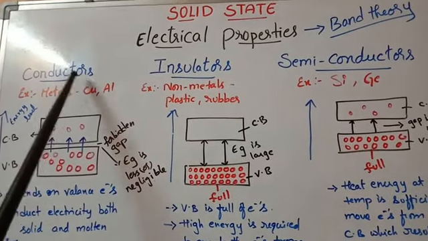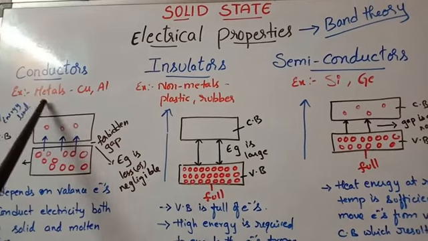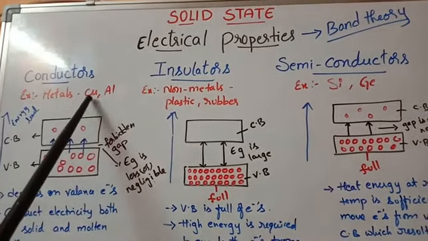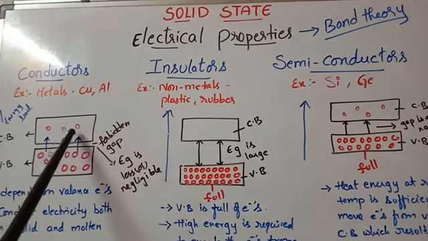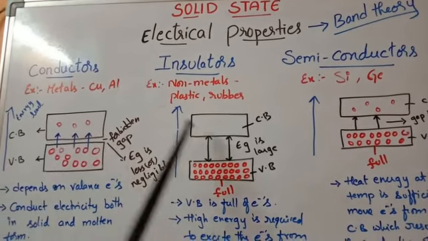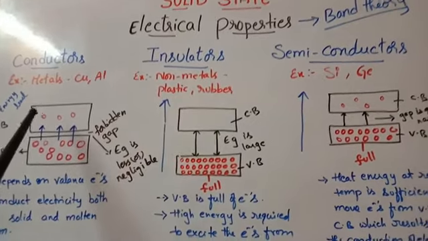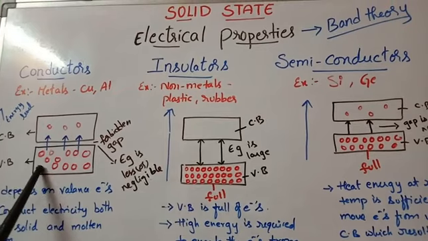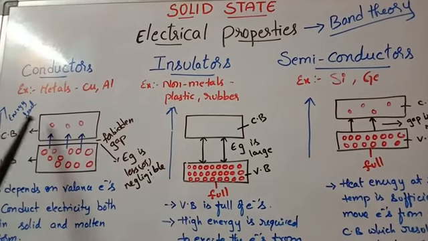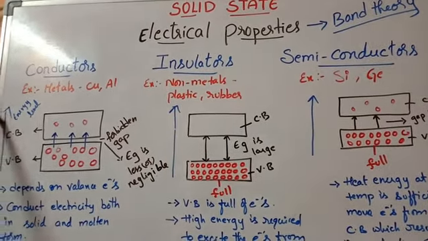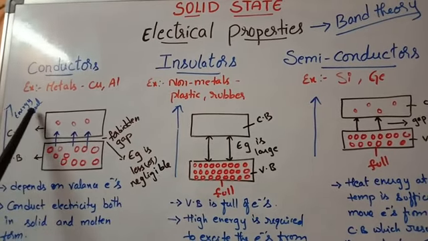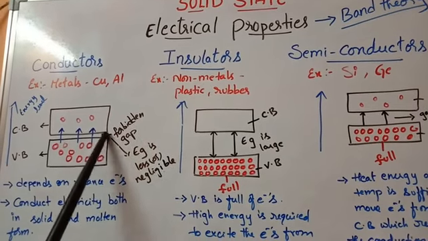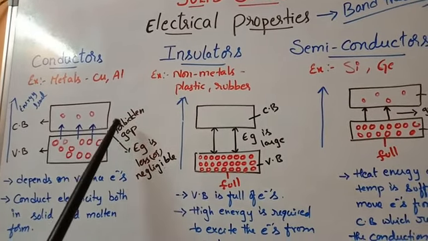Coming to the conductors. Metals are good conductors of electricity, we know. Examples are metals like copper and aluminium. Here is the diagram you are seeing. If you learn this diagram, it is very easy to learn and to write in the exam. These are types of bands. This band is called the valency band and this band is called the conduction band. This one is called the energy level. And the gap present between them is called the forbidden gap.